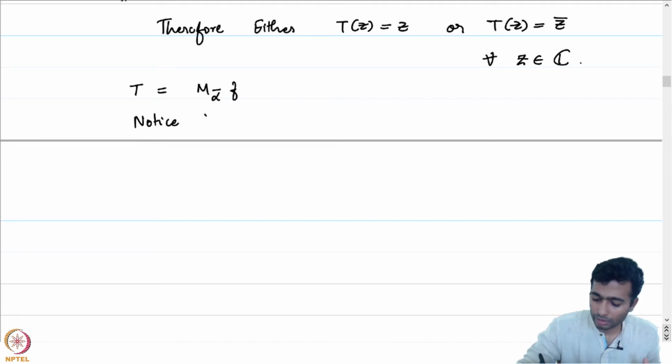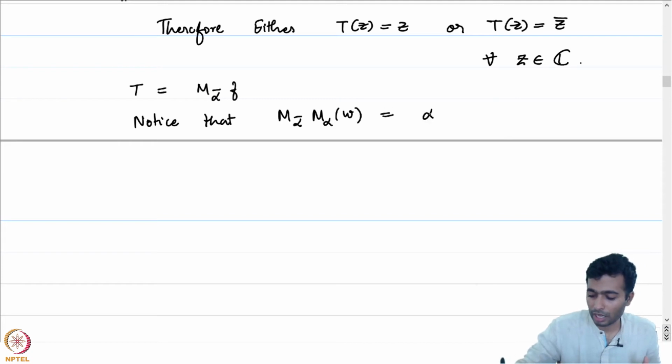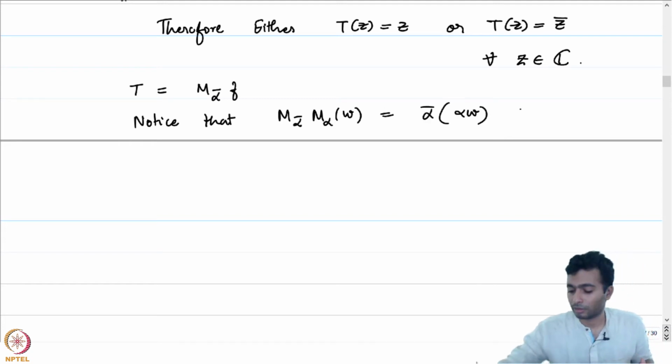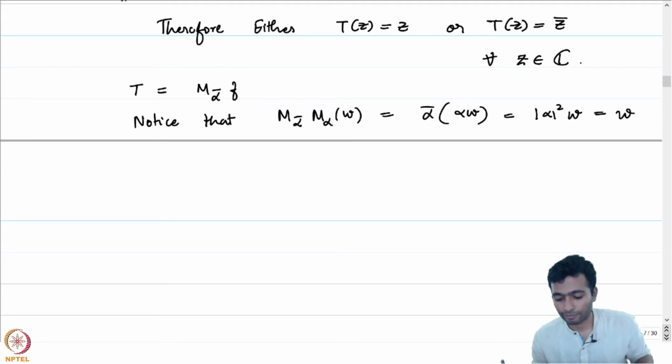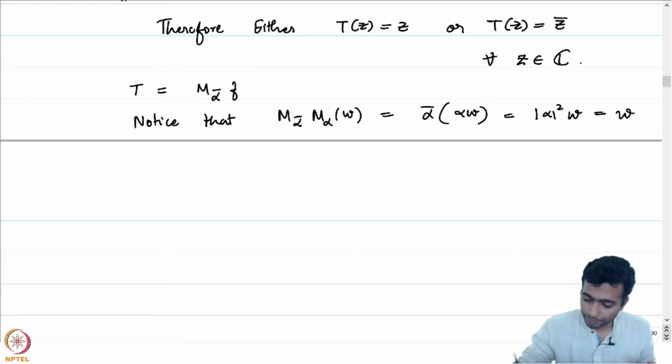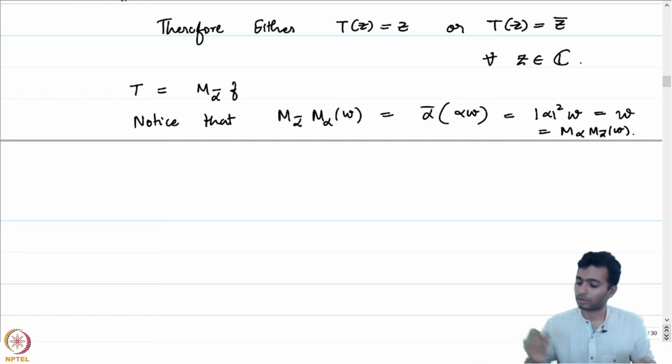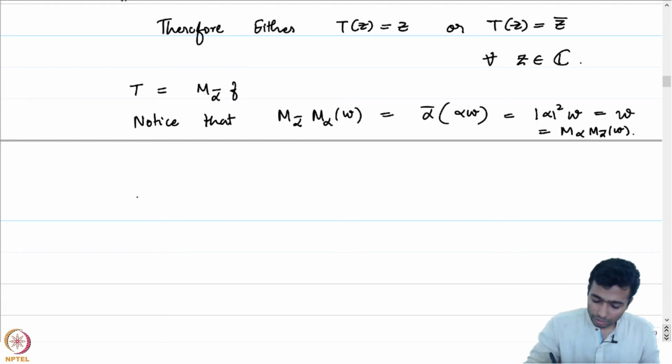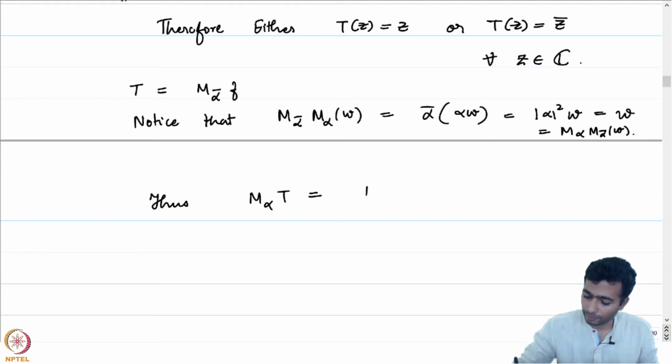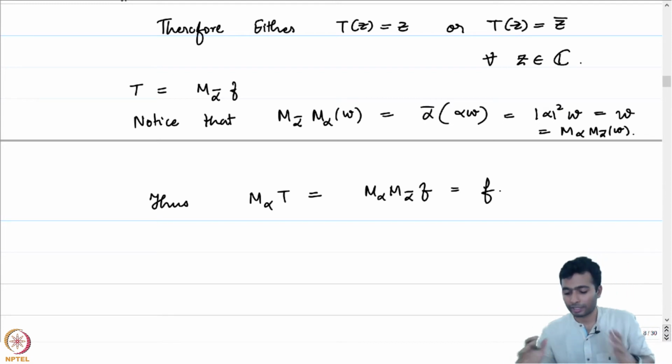Notice that M alpha bar of M alpha of W is just alpha bar times alpha W, which is equal to the absolute value of alpha squared times W, which is equal to W. Therefore, we know the explicit inverse of M alpha bar. The other way is also true. And thus M alpha of T is equal to M alpha bar F, which turns out to be equal to F. So we know exactly what F is.